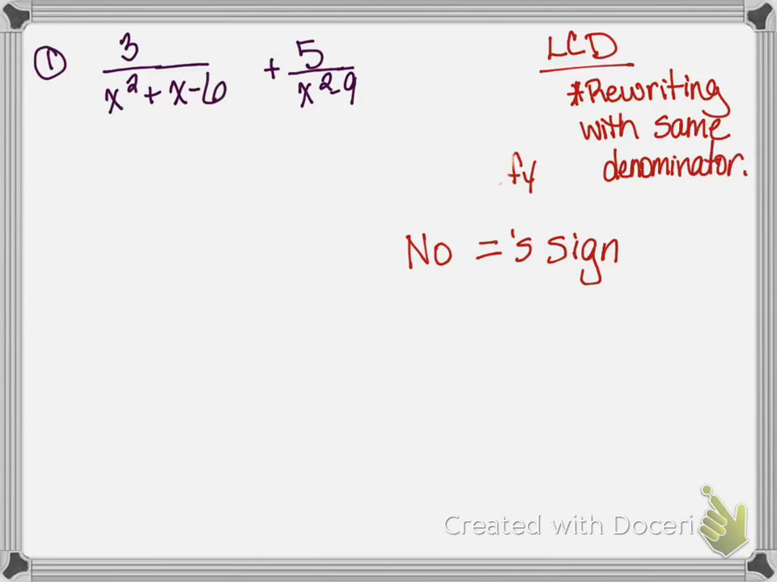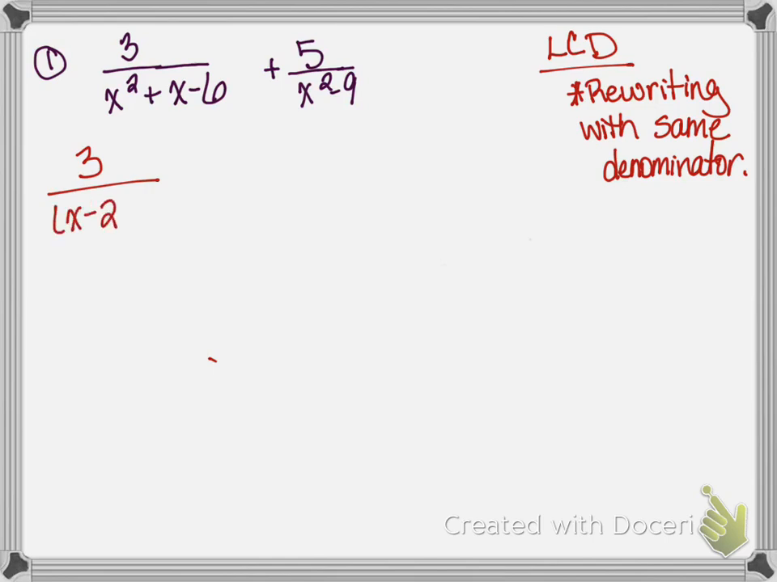Okay, so first thing that I want to do is I want to break these denominators down. Both of them can be factored, so we've got to factor that before we can identify our least common denominator. So I have x squared plus x minus 6. So that factors to x minus 2 times x plus 3. Okay, negative 2 times positive 3 is negative 6. Negative 2 and positive 3 is positive 1. So that factors to that.